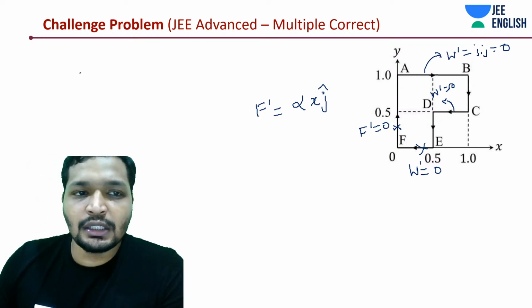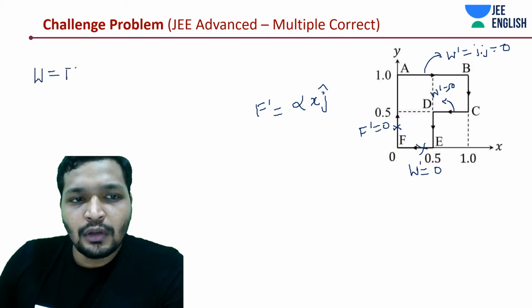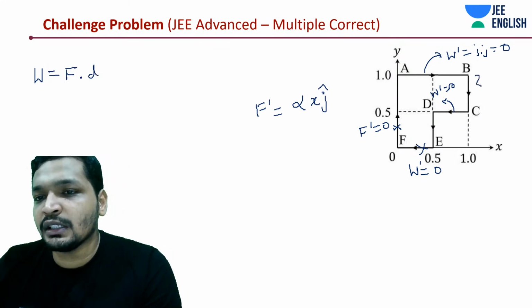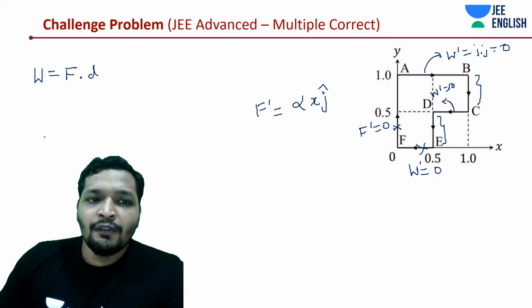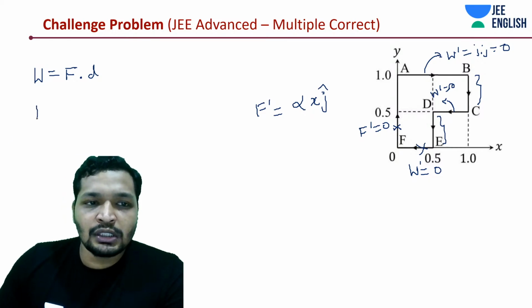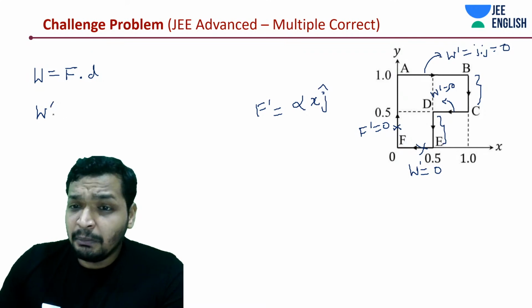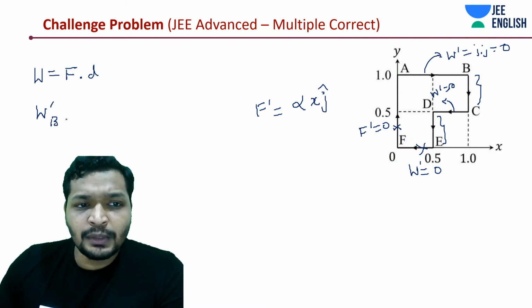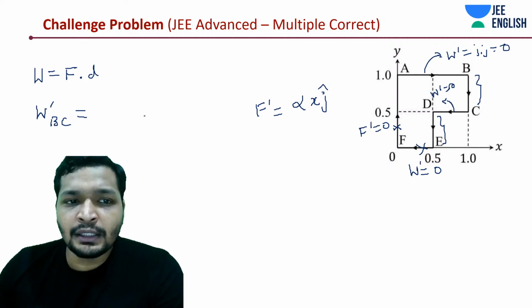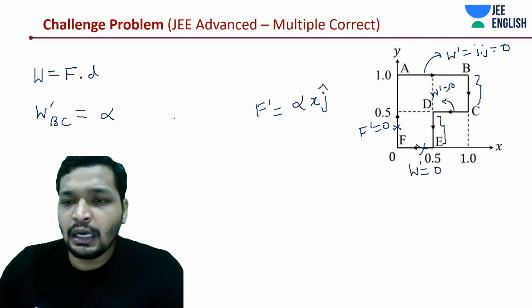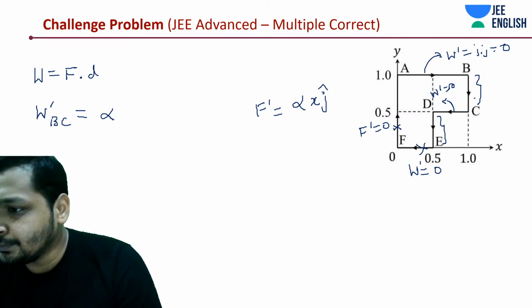Work done is equal to force into displacement. So only two places it's happening. One is across B and C, and the other one is across E and D. First of all, let's analyze what is the work done across B and C. Force is going to be alpha, and x is how much?